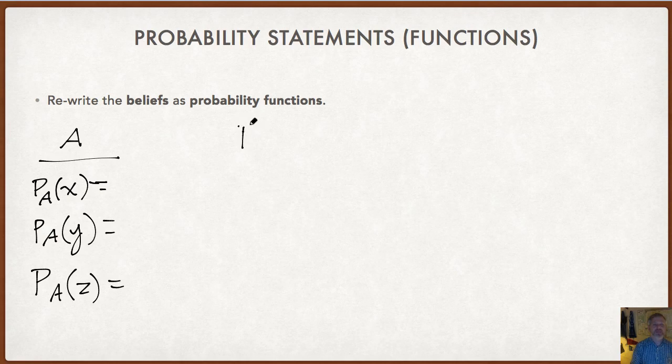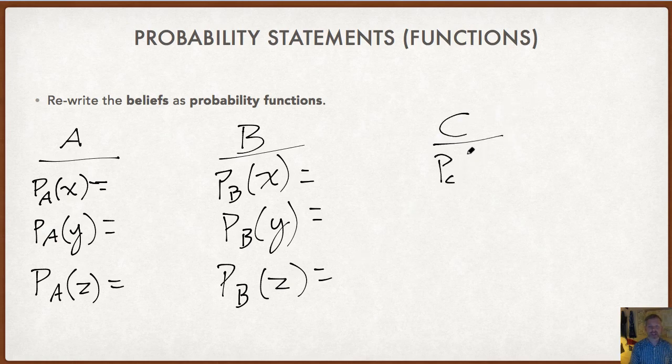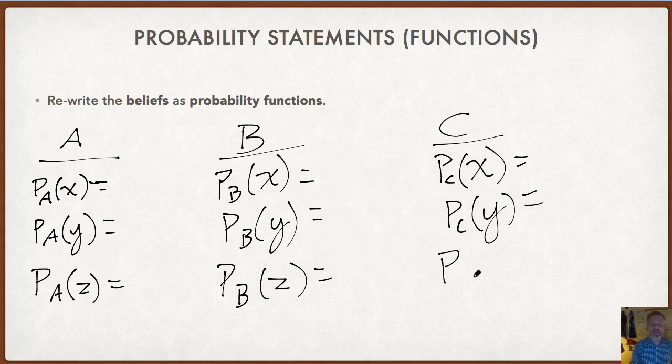The same thing for action B. The probability that action B leads to outcome X, the probability that action B leads to outcome Y, and the probability that action B leads to outcome Z equals. And then for action C, the probability that action C leads to outcome X equals, the probability action C leads to outcome Y equals, and the probability that action C leads to outcome Z equals.